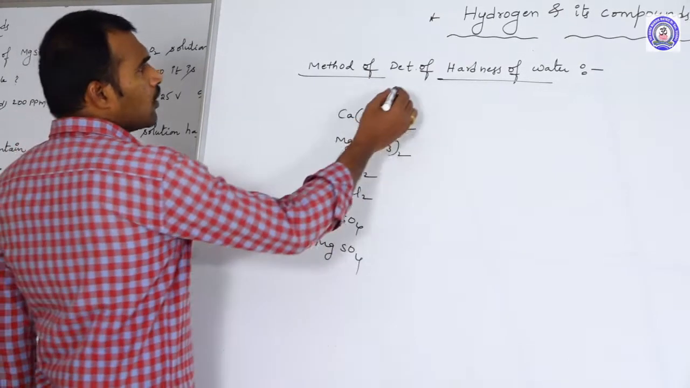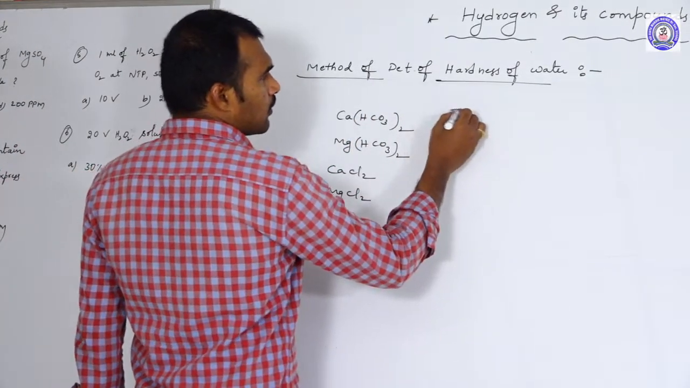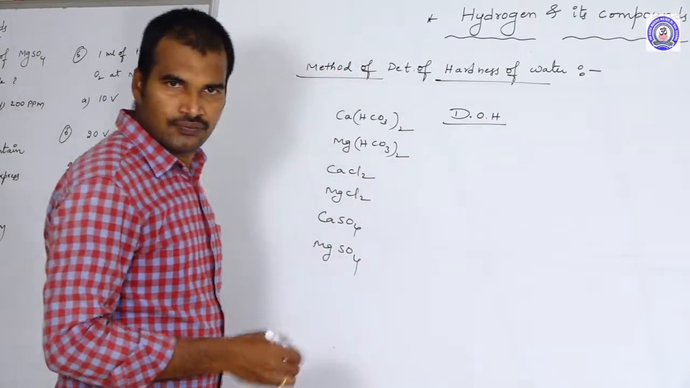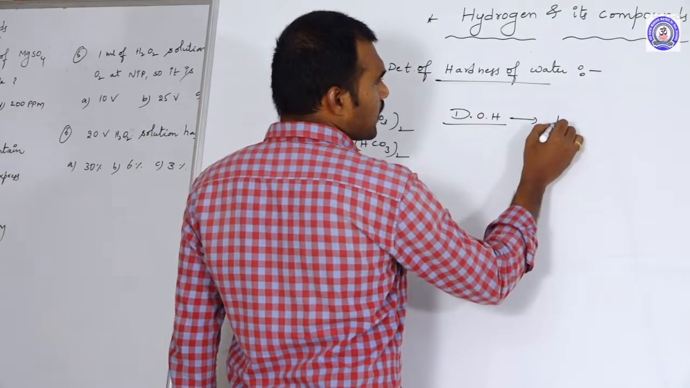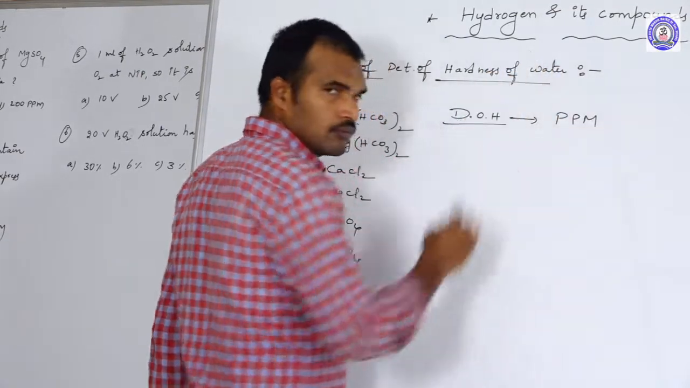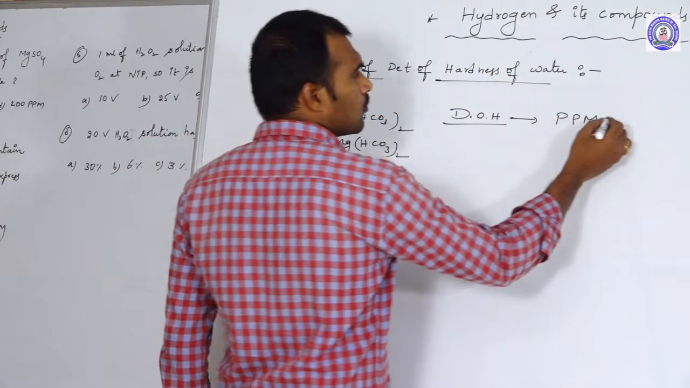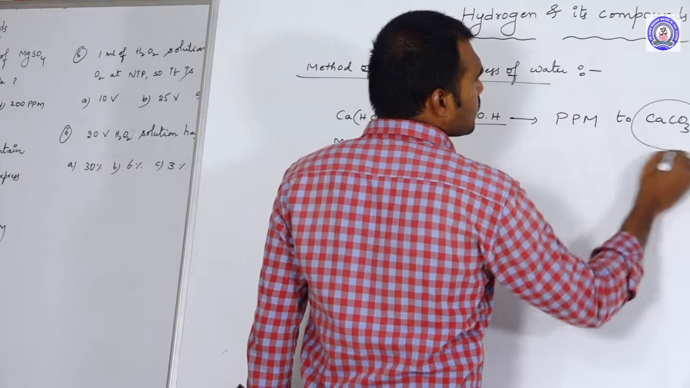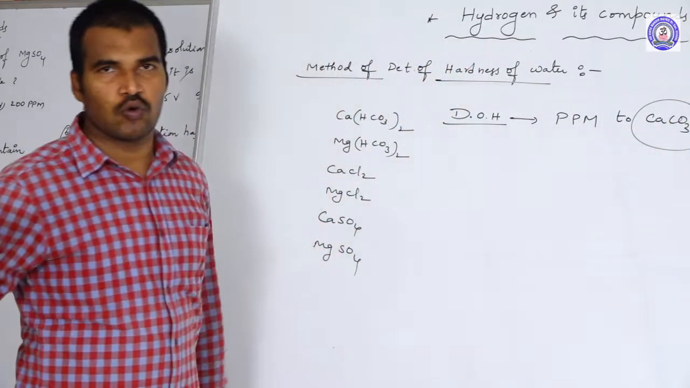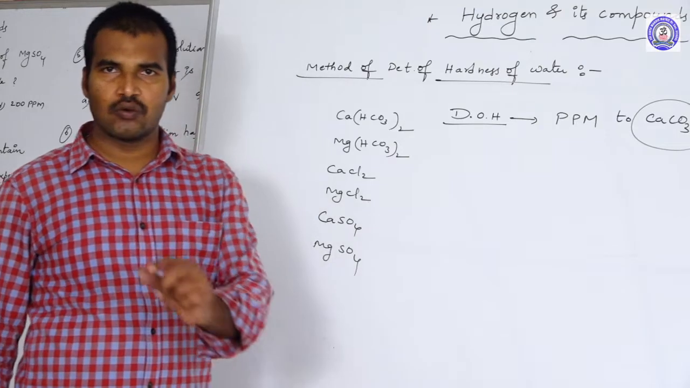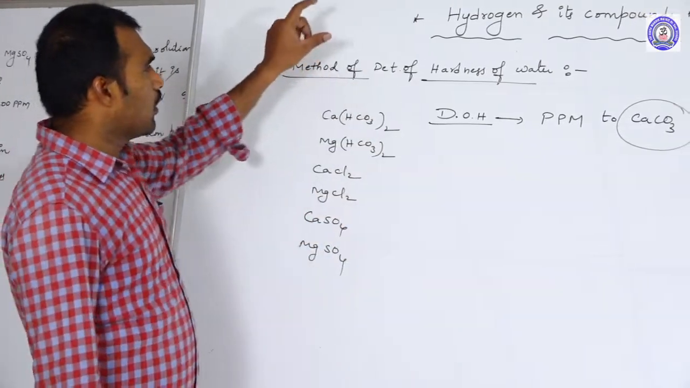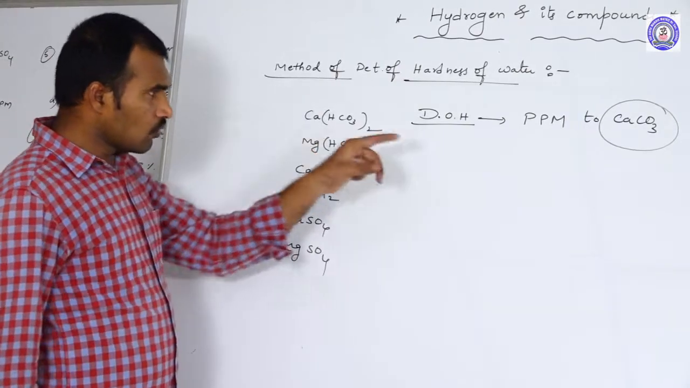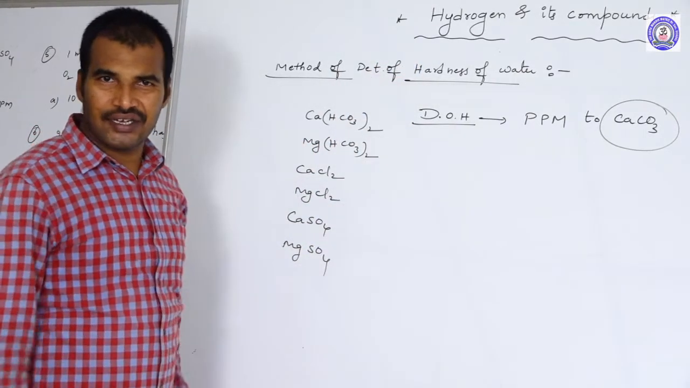Remember that the degree of hardness is always expressed in ppm with respect to CaCO3. It is always expressed in the form of CaCO3; with respect to the weight of CaCO3 only we will calculate the degree of hardness of hard water. So how to calculate the weight of CaCO3?